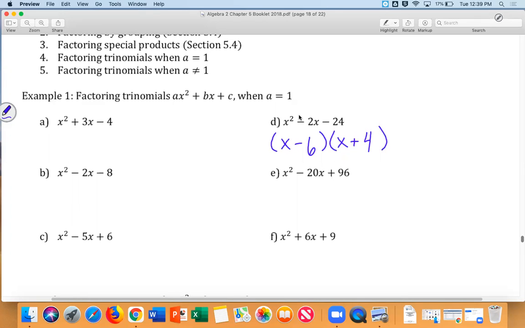Now, again, the beauty of this is if you are unsure, FOIL it out. It's not like the tests are that timed, right? You have the time to do that. E. Well, negative positive, right? This is going to be x minus a number times x minus a number. What are the factors of 96 that add up to give me negative 20? 12 and 8.